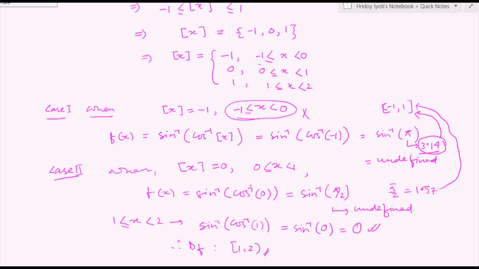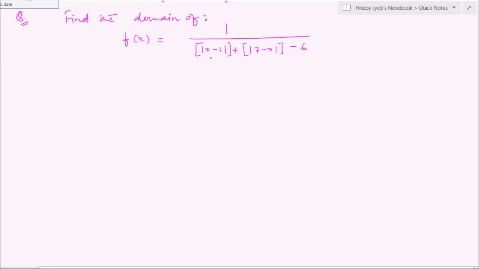Okay, find the domain of f(x) equal to 1 by GIF of modulus of x minus 1 plus GIF of modulus of 7 minus x minus 6. We have to find out the domain. So this one goes like this. The obvious condition: GIF of modulus of x minus 1 plus GIF of modulus of 7 minus x minus 6 should not be equal to 0.